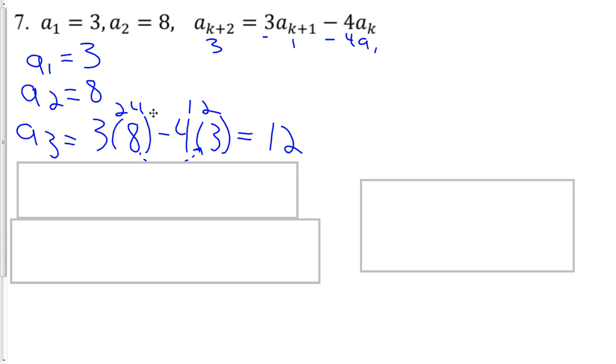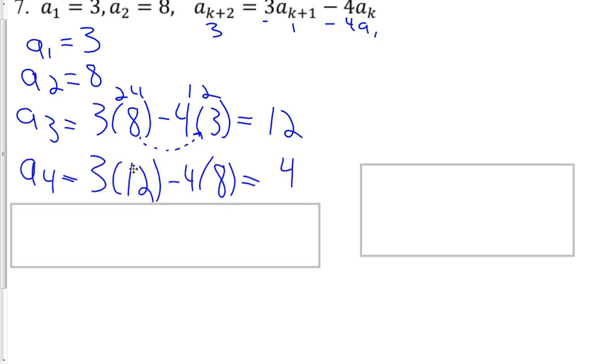So 3 times 8 is 24, 4 times 3 is 12, 24 minus 12 is 12. Now next time, the 8 is going to scoot over 1, the 12 is going to take the 8's spot, and the 3 is gone. Because now 3 is 3 terms ago, and to find the next term we only need the last 2. So now we're using 8 and 12.